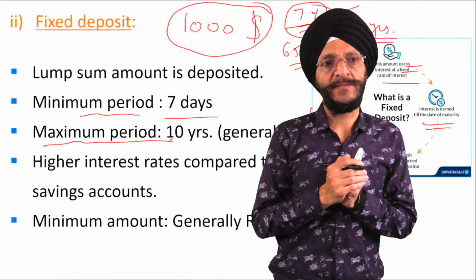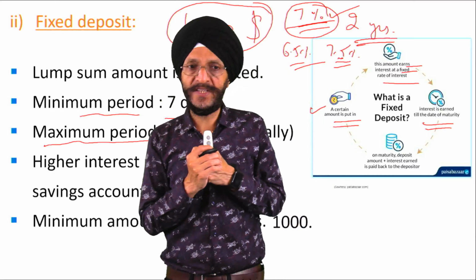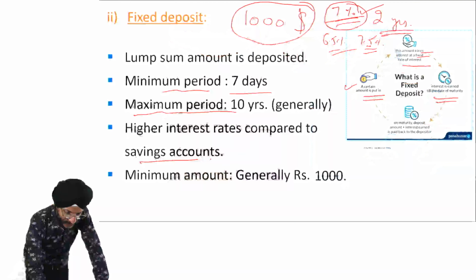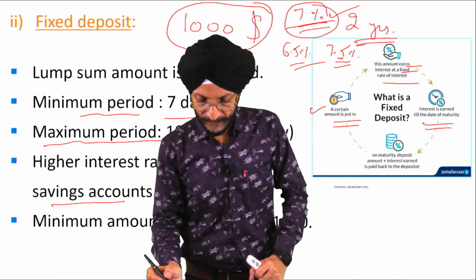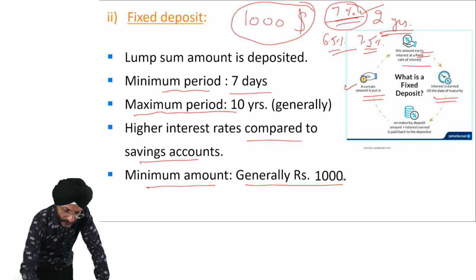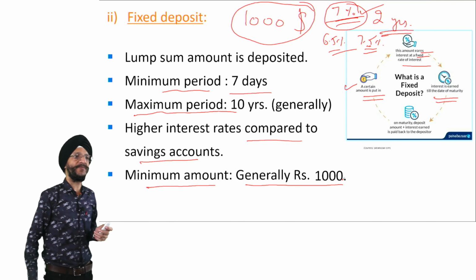The interest which we earn on a fixed deposit is somewhat more as compared to saving accounts, because here the money is locked in for a certain period of time. We cannot withdraw it on demand. If we withdraw it, the bank will reduce the interest or charge a penalty. The minimum amount for an FD account is generally rupees 1000.